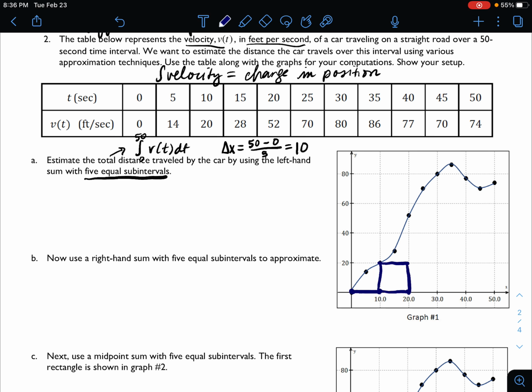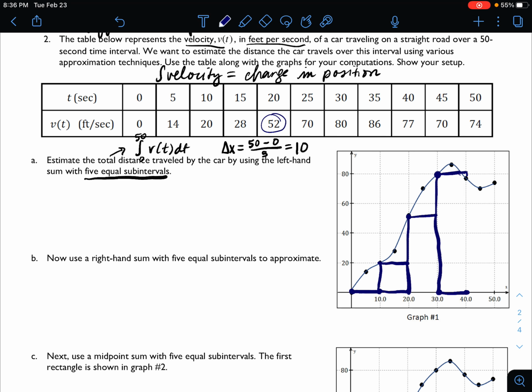And then from 20 to 30, I'll go up to my y value at 20. And this is where the table is going to come in handy because it's hard to see exactly where that point is. But if I look at the table, I see that it's 52. From 30 to 40, I'm going to use the height at 30, which is 80. So that will be my rectangle there.